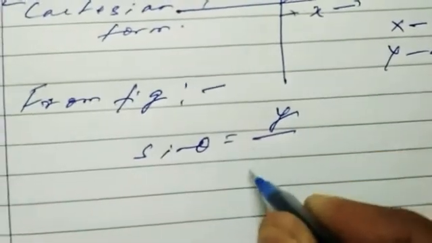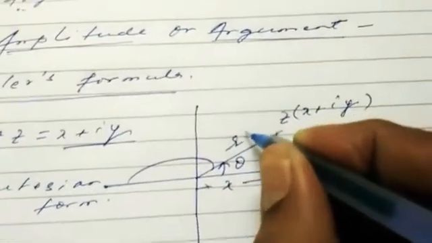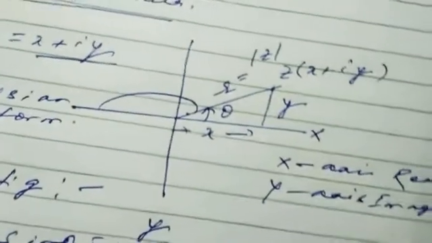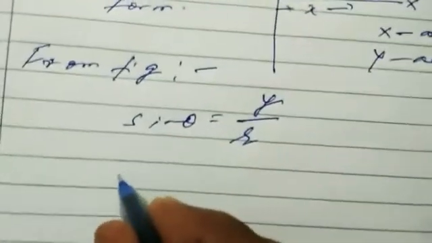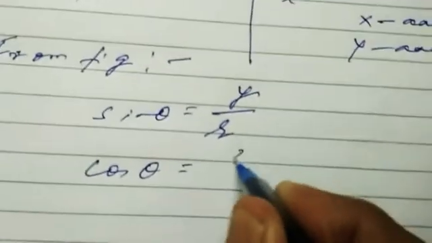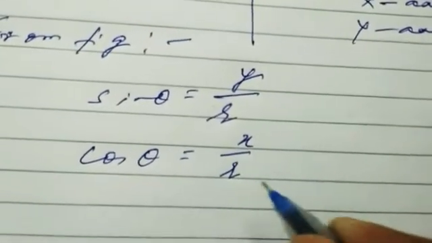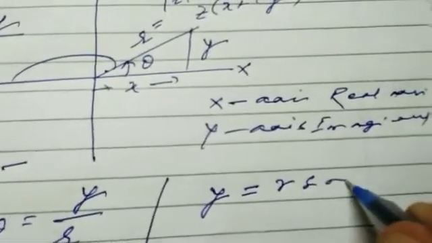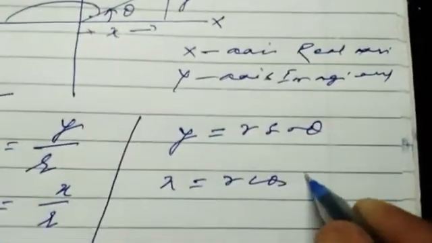hypotenuse. This is the hypotenuse, this is r. You can say this is the mod of z. Earlier we have gone through it, because this distance is root under x square plus y square. Same way, cos theta will be x by r. By doing so, we have the value for y, which is r sine theta, and for x, this is r cos theta.